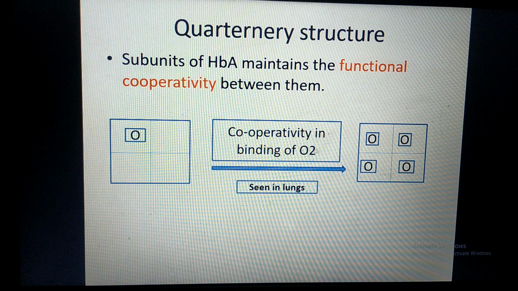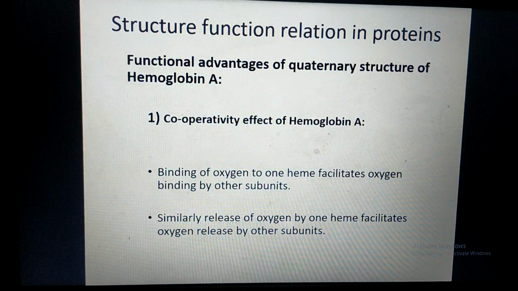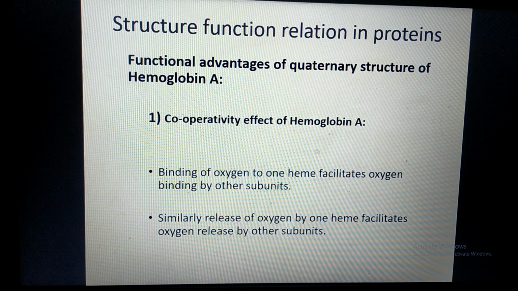As soon as oxygen binds with one subunit of hemoglobin, the remaining 3 subunits show increased affinity towards the binding of oxygen, and they immediately bind with the available oxygen. This effect is seen in lungs when hemoglobin becomes oxygenated. Similarly, release of oxygen by one heme subunit facilitates the oxygen release by another subunit.